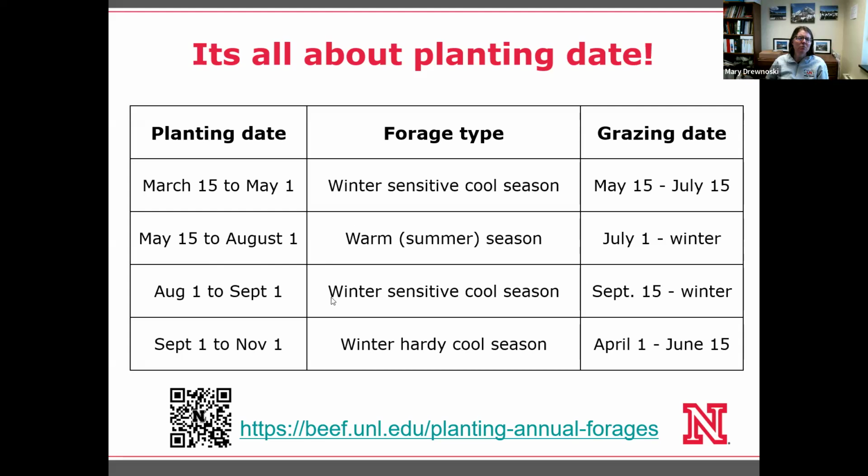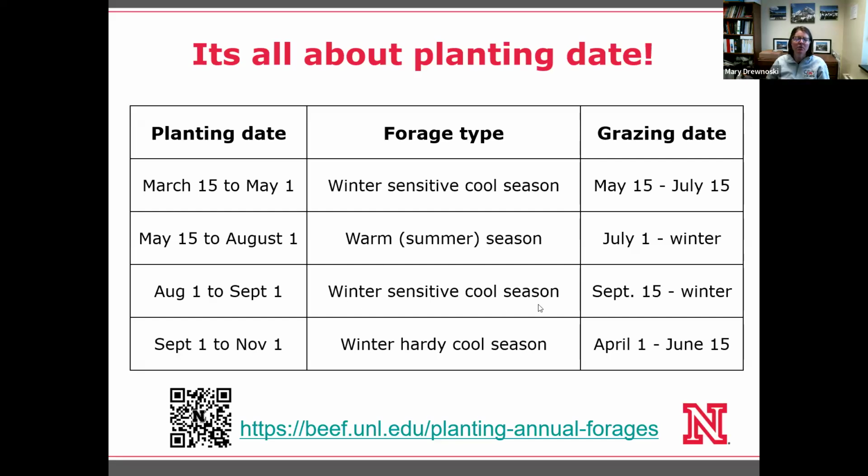And then we have this winter sensitive cool season species. Now these have a very short window, August 1st to September 1st. I will tell you September 1st is probably a drop dead date in that we get very little growth after that point, and you're better off switching to winter hardy and getting some spring grazing.